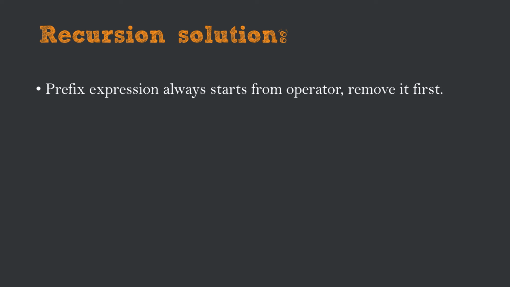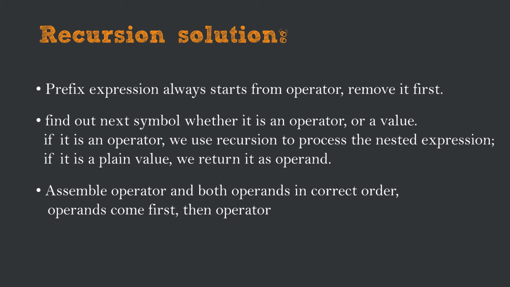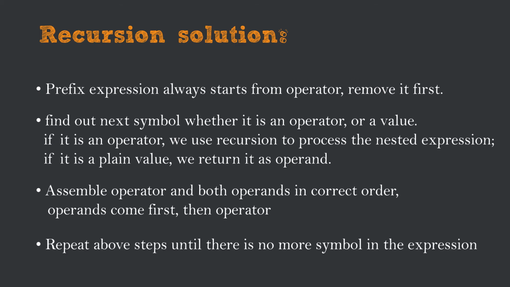Here are the steps of the second solution using recursion. A prefix expression always starts with an operator. Let's remove it first. Find out the next symbol, whether it is an operator or a value. If it is an operator, we use recursion to process the nested expression. If it is a plain value, we return it as an operand. We assemble the operator and both operands in the correct order. Operands come first, then the operator. Repeat the above steps until there is no more symbol in the expression.